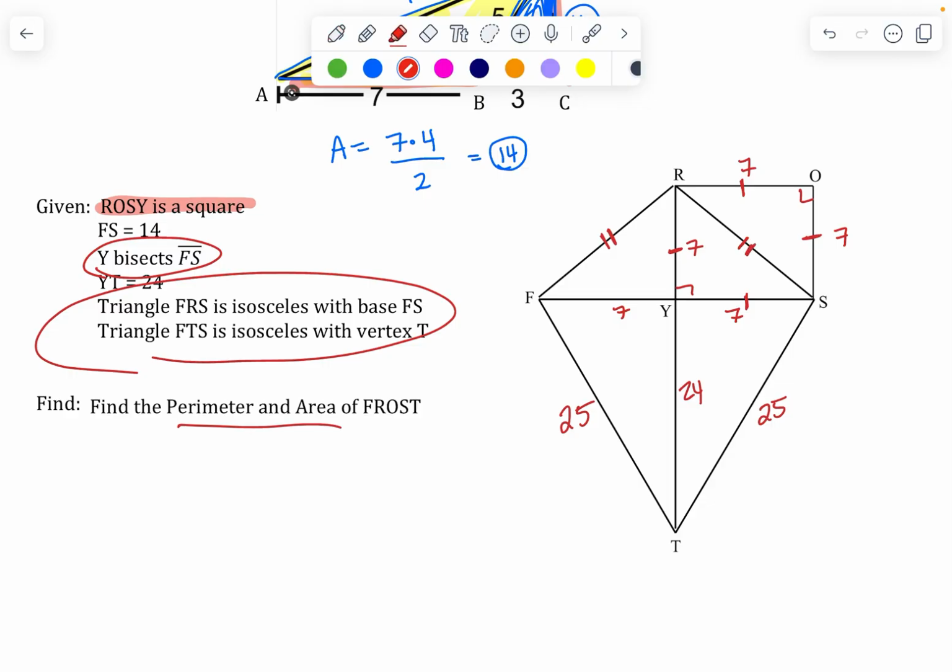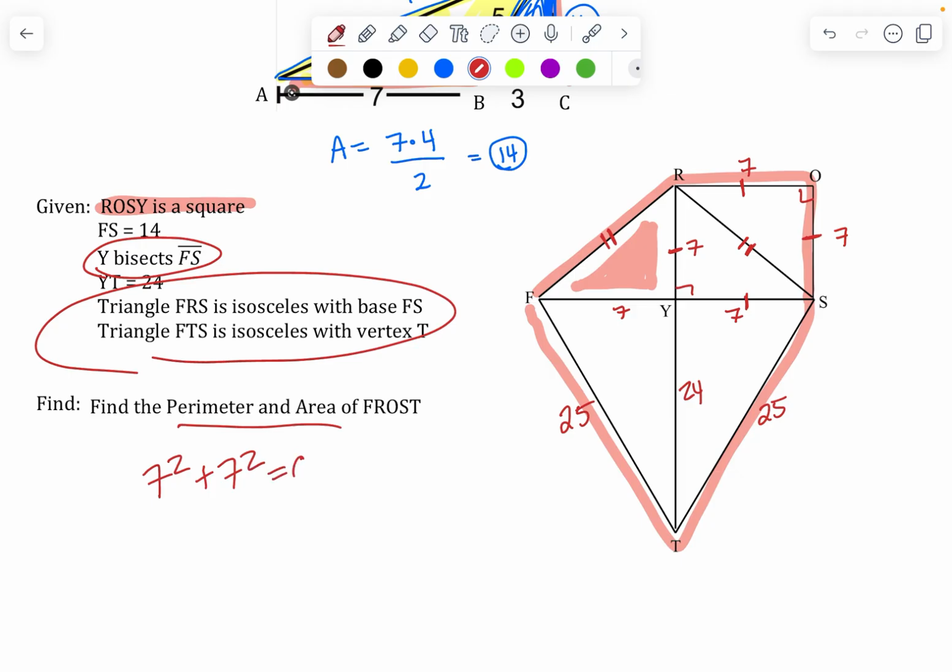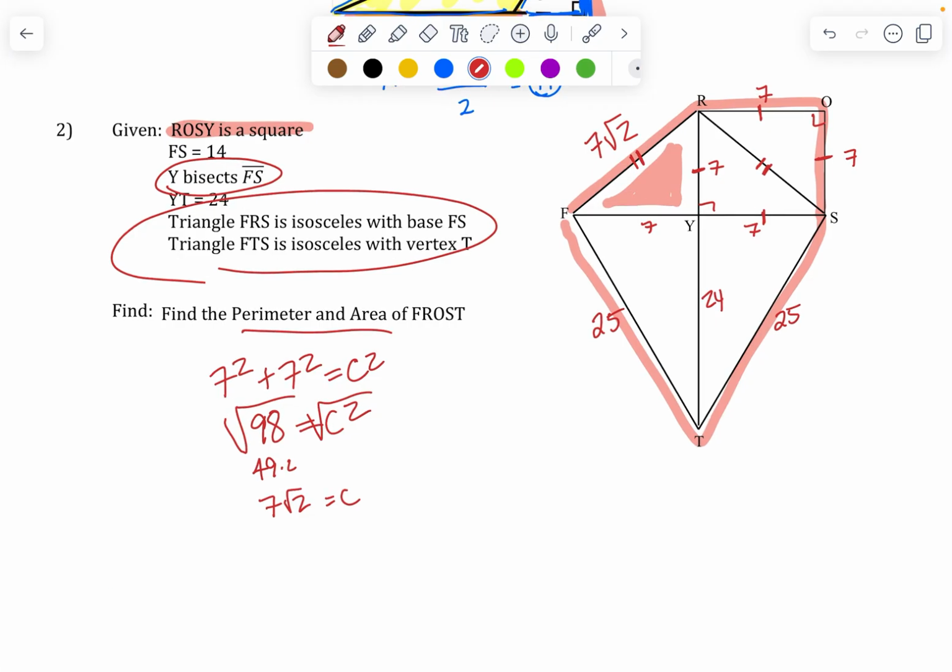If I'm after the perimeter of this figure, perimeter is just the distance around, so I'm really only missing one length here. I see I have a triangle and I have 2 legs of that triangle, so I can do the Pythagorean theorem to find that third side. I'm just going to quickly do that for you. This will total to be 98. If you square root that, that's 49 times 2, and so that's 7 root 2. So perimeter, if you add up all those sides, 25, 25, 7, 7, and 7 root 2, you'll get 64 plus 7 root 2.